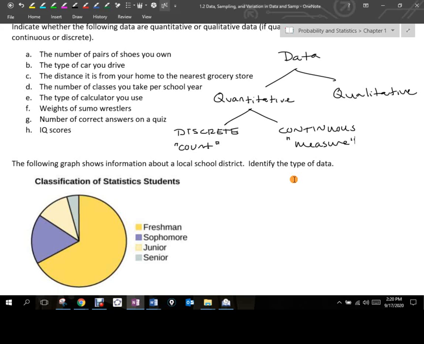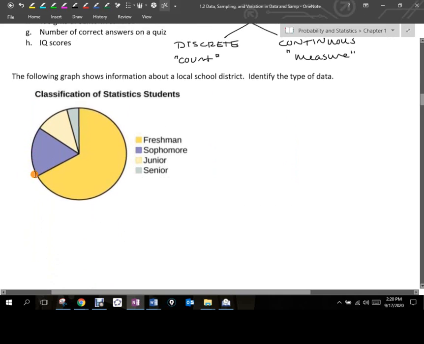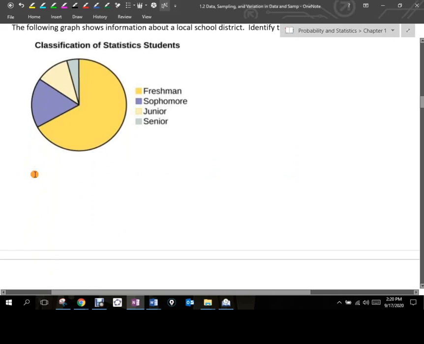IQ scores. IQ scores are reported as whole numbers. Okay, they are not reported. You can't have like a 120.5 or something like that. Okay, so an IQ score is going to be quantitative, discrete. Is that cool? Okay.